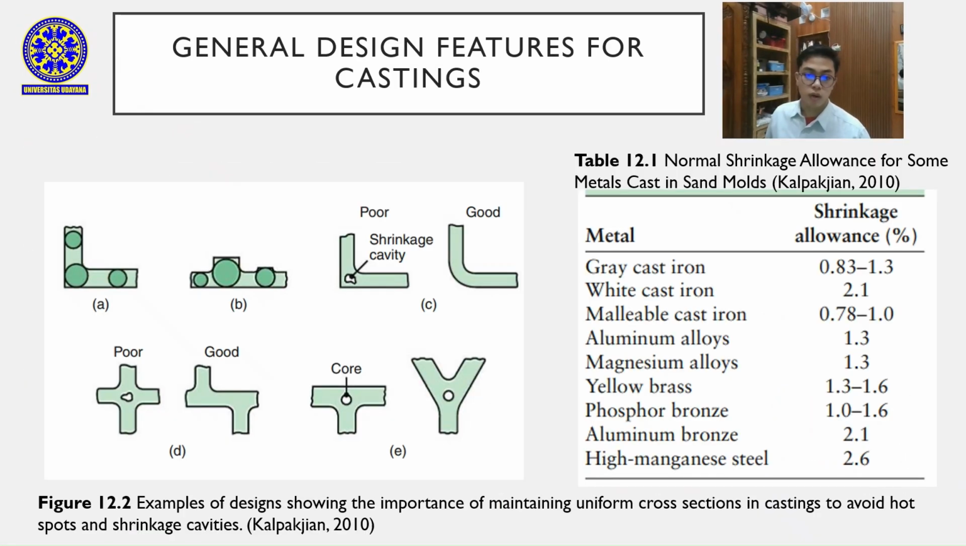This Table 12.1 lists the normal shrinkage allowance for various metals cast in sand molds. It shows how different metals contract during solidification, which must be considered when designing casting patterns.